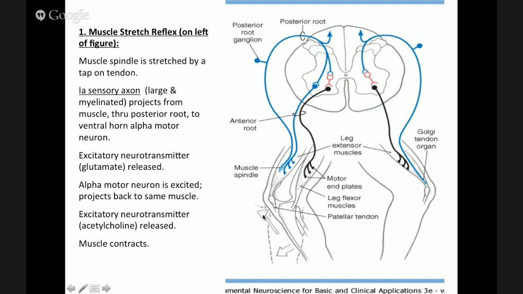So you can see the little hammer here, tapping on the patella tendon. This stretch on the muscle will activate the muscle spindle, and the afferent arising from that muscle spindle is then going to terminate within the spinal cord gray matter, among other things. There'll certainly be ascending pathways signaling the stretch on the muscle, the change in muscle length.